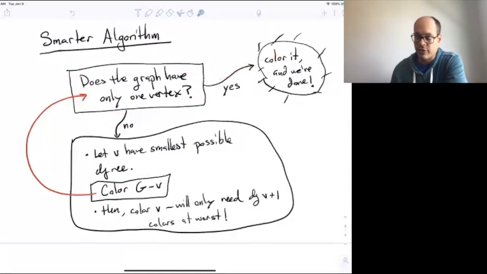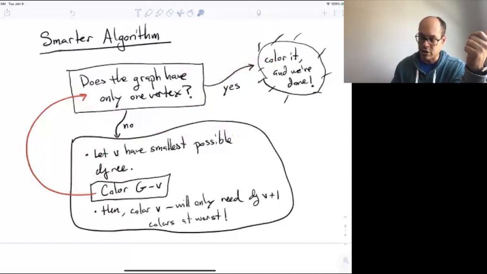Okay, what if the graph has more than one vertex? Well, we choose the vertex of smallest possible degree in the graph. Maybe there's more than one, just pick one of as small as possible degree. And now first, we color G minus V. We remove the vertex and all the incident edges, and we color that. Then we can color V back in using at most degree of V plus 1 colors, and degree of V is as small as possible, so that shouldn't be too bad. The only question is, how do we color the graph after we remove the vertex?